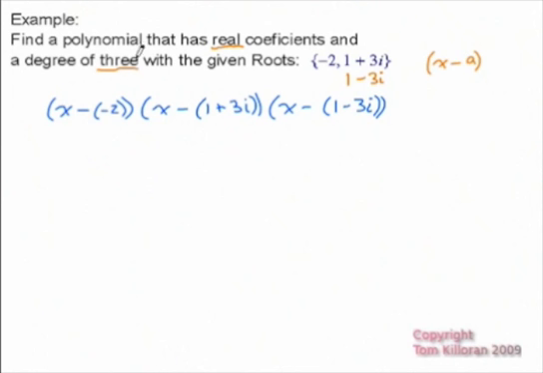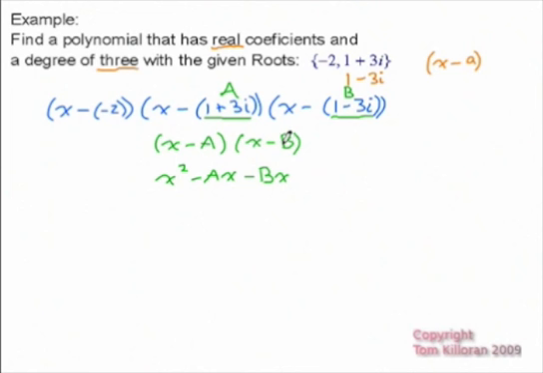And that trick is to rewrite them as: let a equal 1 plus 3i and let b equal 1 minus 3i. So I can rewrite those two as x minus a times x minus b, and then just multiply that together to see what I do with these complex roots. So we're going to go x times x is x squared. -a times x is -ax. x times -b is -bx. And -a times -b is positive ab.